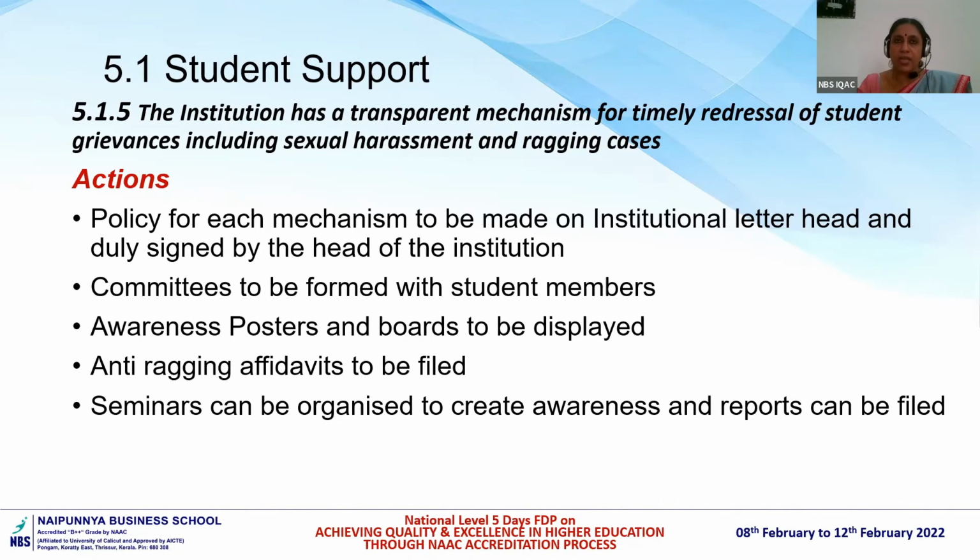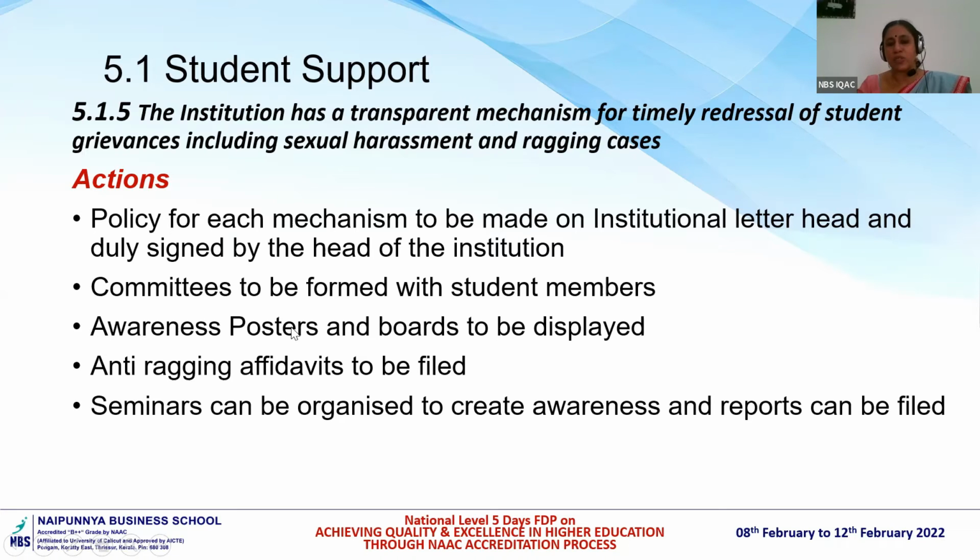In the same way for anti-ragging, you can have an anti-ragging cell, and you should have an anti-ragging policy on the letterhead, duly signed by the head of the institution. Put it on the website, also file it and document it. You can have an anti-sexual harassment cell, again with staff members, the head of the institution, and students present in it, and again have a policy, put it on the website, and document it. Committees are to be formed with student members in them: the grievance redressal committee, the anti-ragging committee, and the anti-sexual harassment committee.